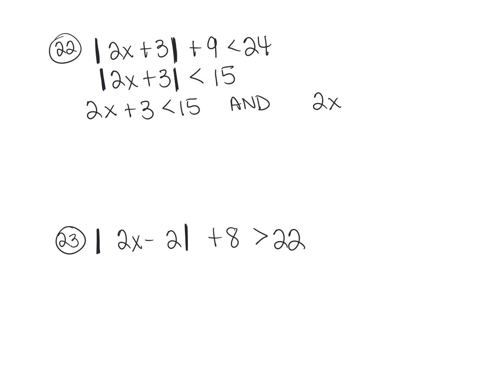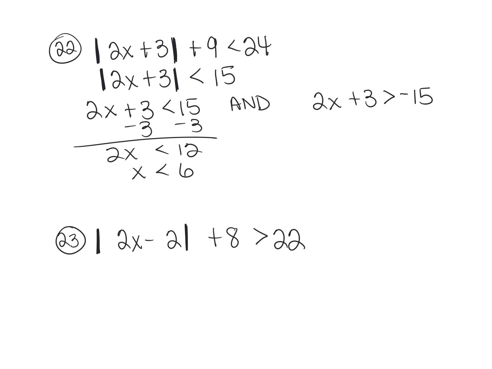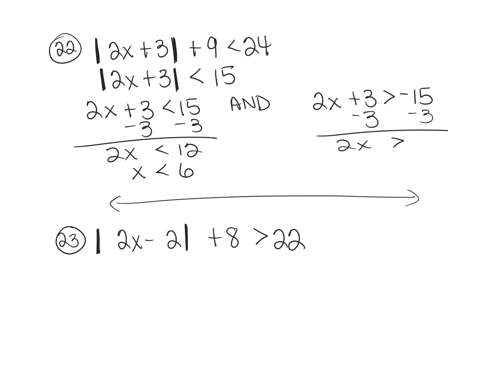And then the other equation is 2x plus 3 is greater than negative 15. So I subtract 3 from both sides. This side gives me 2x is less than 12. If I divide by 2, I get x is less than 6. I'm going to go ahead and solve. I have negative 3, so I have 2x is greater than negative 18, so x is greater than negative 9. So I need a negative 9 here. 0 is somewhere in between, and then I have a positive 6 here.